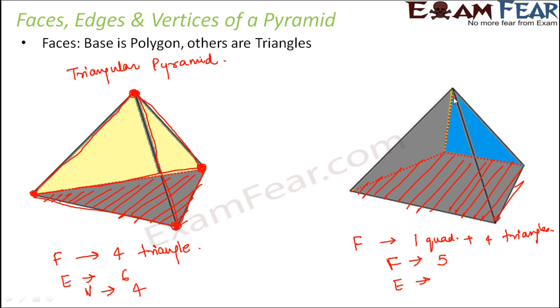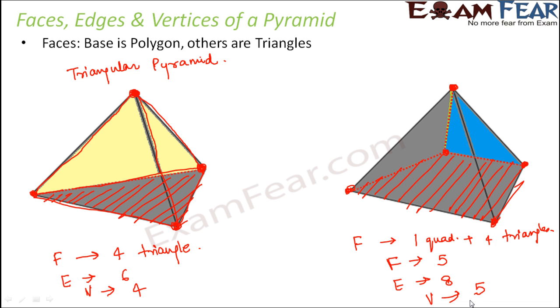How many edges do we have? In this case also, if you see 1, 2, 3, 4. So 4 edges for the 4 triangles and 4 edges for the quadrilateral. So 4 plus 4 is 8. And how many vertices? This is one vertex, this is another vertex, this is yet another vertex, this is also a vertex, and this is also a vertex. So we have a total of 5 vertices.